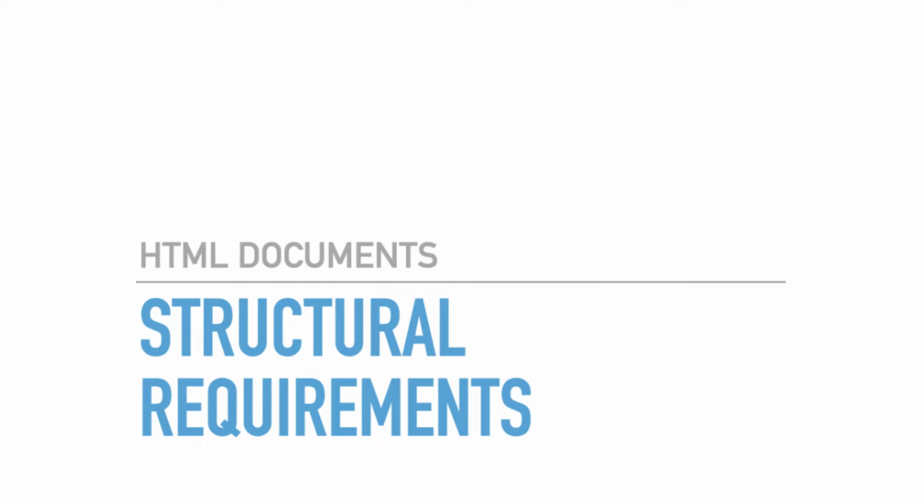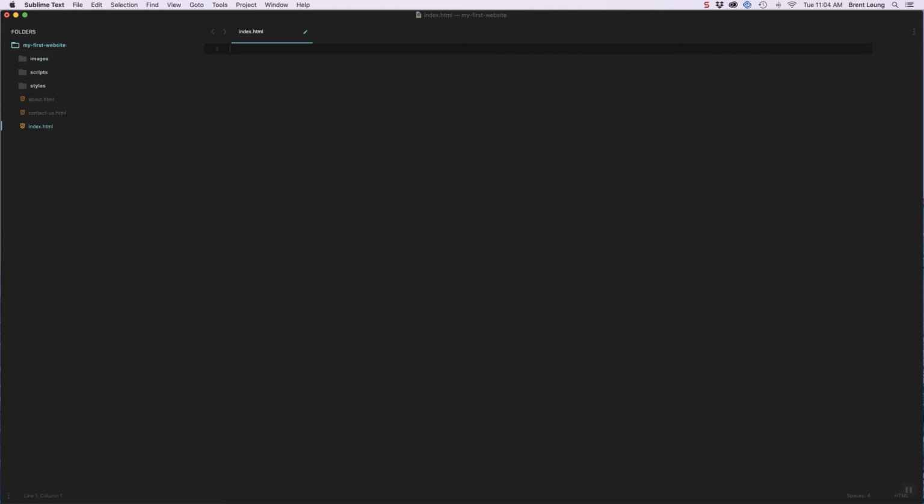Now that we have our root directory set up and we have our index.html page created, we can start marking up our HTML document with the bare bones necessary structural requirements that make a web page. So you have your blank HTML page in front of you. The very first thing we have to do is something called a doctype declaration. This essentially ensures that your page is rendered properly.